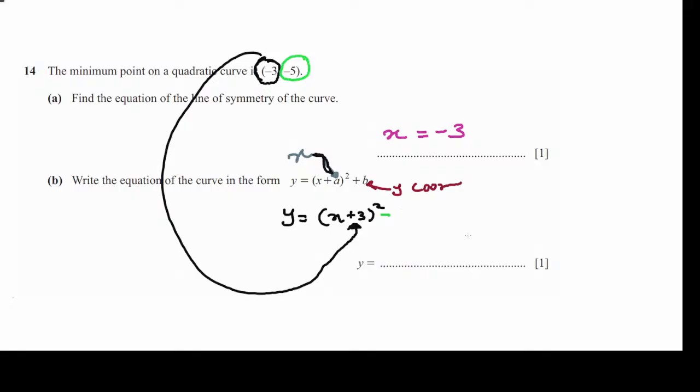Or to be more clear, (x plus 3) whole thing squared plus, this plus comes. And what's B? B is the y coordinate, which is minus 5. So y is equal to (x plus 3) whole thing squared. Now what is plus into minus? Plus into minus is minus 5. So this is the final answer. y equals (x plus 3) whole thing squared minus 5.